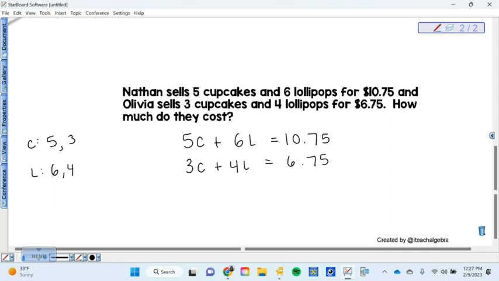Multiply. Multiply what? Multiply what by 2? 6L and 5C. You want to multiply this by 2? If you want to just multiply 6L by 2, you've got to multiply the whole equation by 2, right? So what would that become? 10C plus 12L.